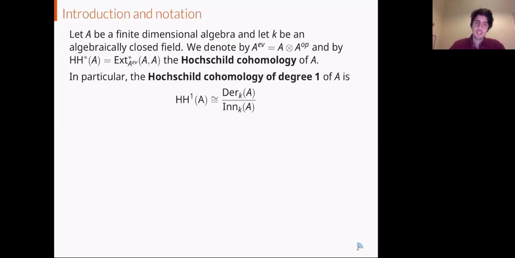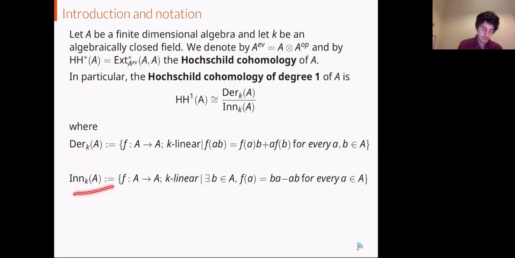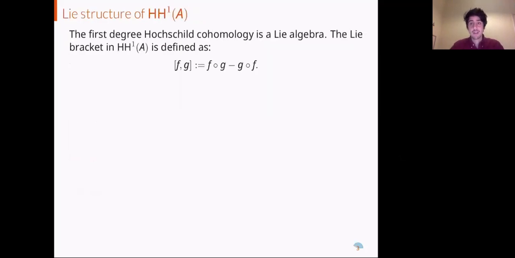And in particular, if we are looking at the Hochschild cohomology of degree 1, this has a very intuitive description in terms of derivations of A, quotient the inner derivations, where the derivations of A are just k-linear maps that satisfy the Leibniz rule, whilst the inner derivations are derivations that are given by the additive commutator. And actually HH^1 has the structure of a Lie algebra, and the Lie bracket is also very simple to define. If I give you two derivations f and g, then the bracket between f and g is given by f composed with g minus g composed with f.